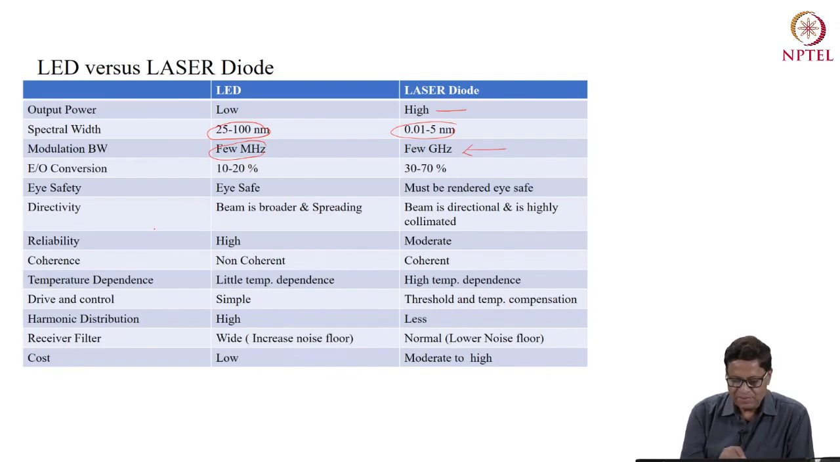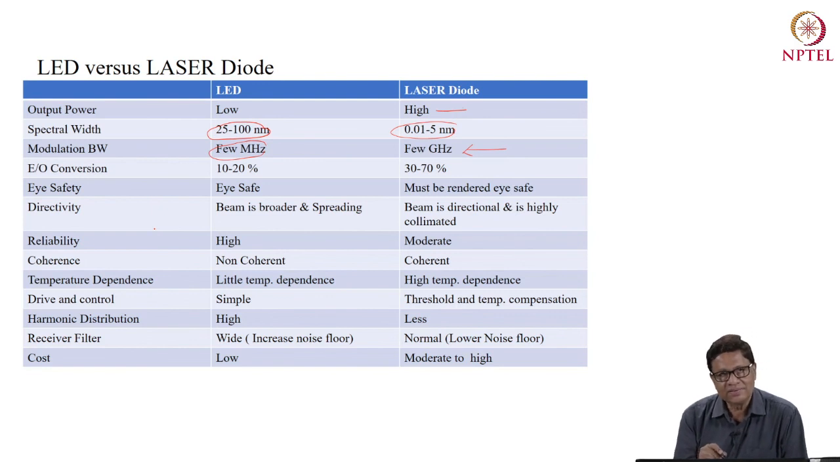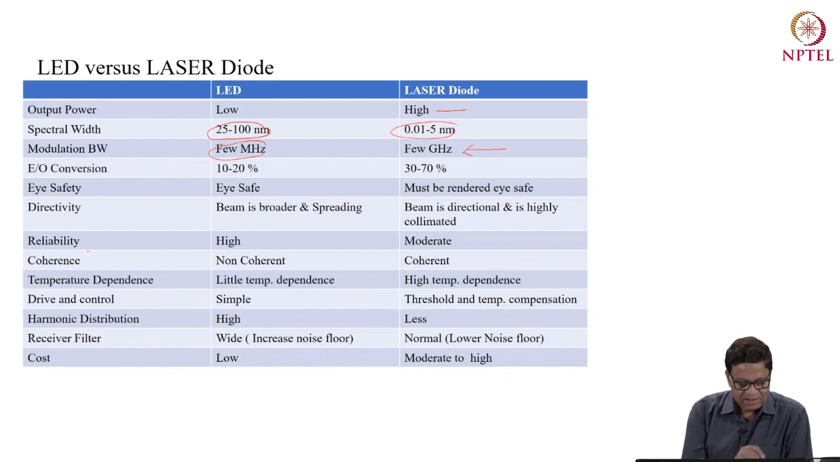The directivity of the beam is broader and spreading because an LED is a Lambertian source. We discussed when we were discussing LED that the beam is broader and is spreading, whereas the laser diode is spatially coherent, and that is why the beam is directional and is highly collimated. The reliability of an LED is very high. Laser is moderate because there are some mirror elements, which make the reliability a little low as compared to an LED. But even then, the reliability of a typical laser diode is quite high.